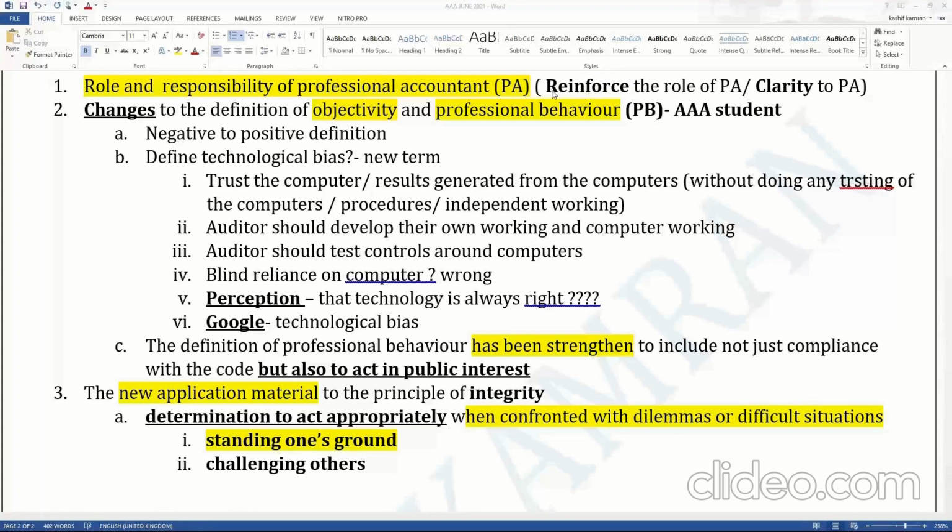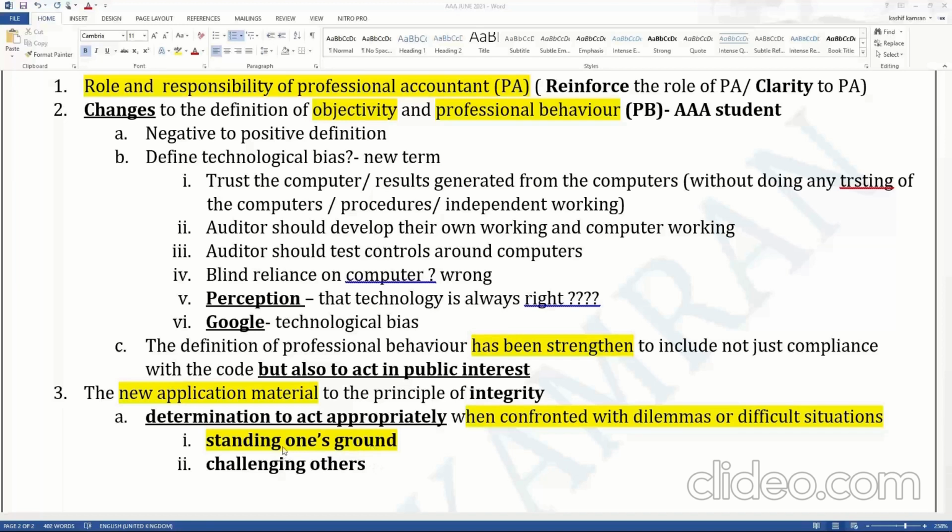And how would you assure you are acting appropriately? When you stand your ground, it means that you are firm. If someone offers you a bribe, stand your ground. Say, no, I cannot take a bribe, even though you might lose a job. Standing one's ground. Is that clear, Muhammad Arslan? So standing one's ground is, if someone asks you to manipulate the financial statements, will you? Is that clear?